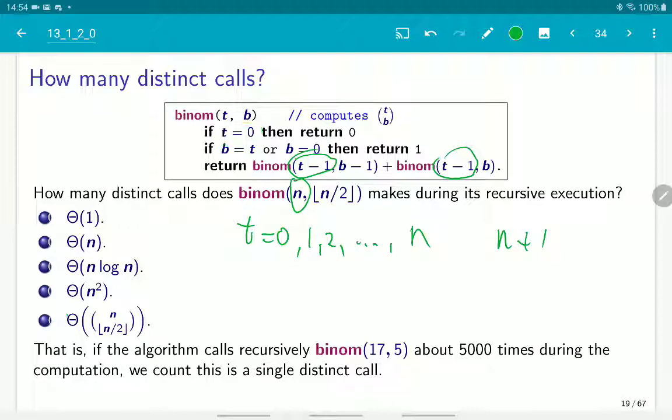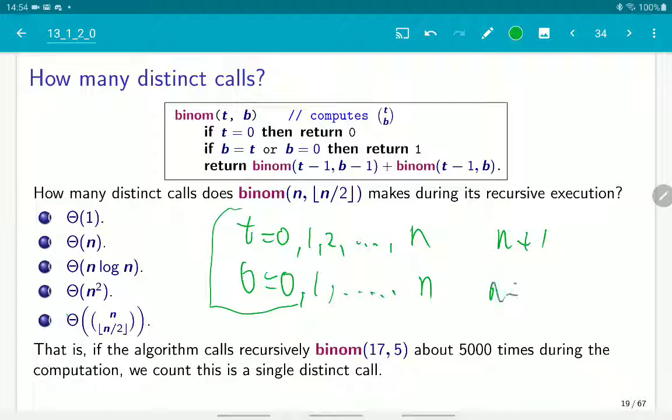Okay, what about the parameter b? Well, b can also be 0, 1, or all the way to t, but t is at most n, so b can be all the way from 0 to n. One needs to convince oneself that the recursive call t is always going to be smaller than b. So this is indeed true. So this is another n plus 1 values. And as such, if you multiply them, we get n squared distinct calls.